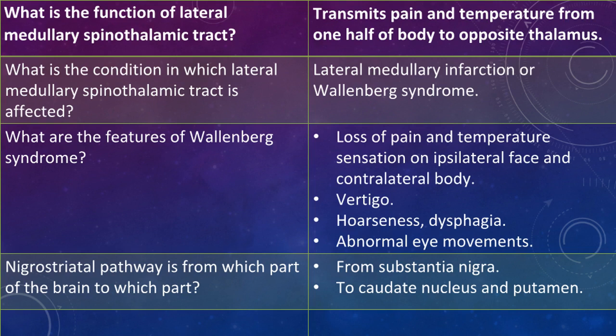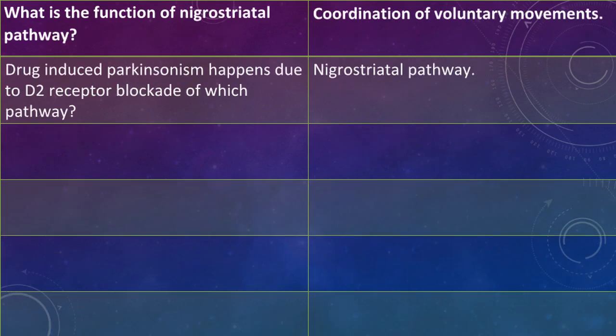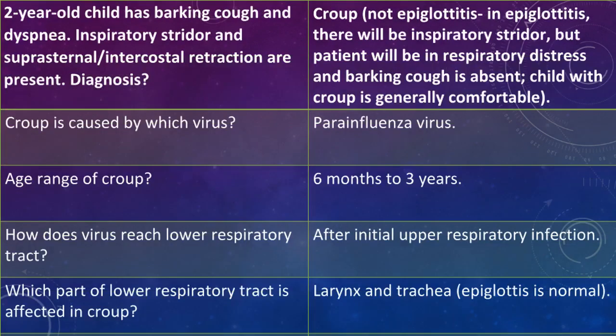Nigrostriatal pathway is from which part of the brain to which part? From substantia nigra to caudate nucleus and putamen. What is the function of nigrostriatal pathway? Coordination of voluntary movements. Drug-induced Parkinsonism happens due to D2 receptor blockade of which pathway? Nigrostriatal pathway.